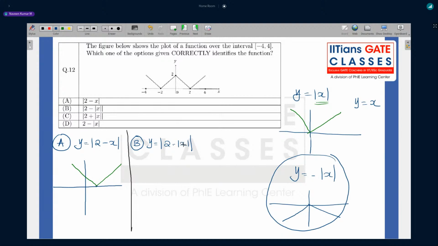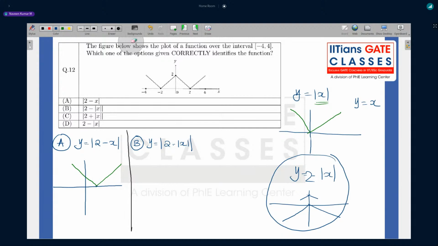If x is equal to 0, then y is equal to 2, and if y is equal to 0, x is equal to 2. Sorry, y is equal to 0, x is equal to 2, right? So it means that it is going on the y-axis. You have to shift like this. Then you'll come to here.